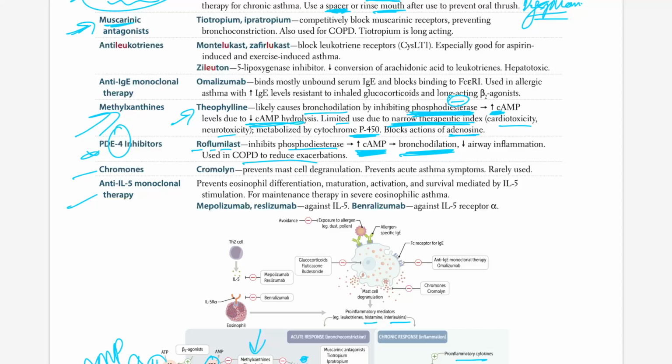We talked about chromones, and now the last one is anti-interleukin 5 monoclonal therapy. Anti-interleukin 5 monoclonal therapy prevents eosinophil differentiation, maturation, activation, and survival mediated by IL-5 stimulation, for maintenance therapy in severe eosinophilic asthma. The drugs are mepolizumab, reslizumab against IL-5 specifically, and benralizumab against IL-5 receptor alpha specifically.